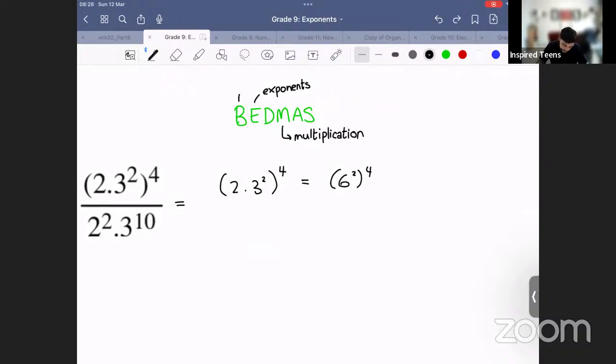So we cannot say 2 times 3. This multiplication will take place after this takes place. If you want to simplify this, it will become 2 times 9 to the 4, which is 18 to the 4, which is completely different to 6 squared to the 4. I just wanted to clarify that. But we're not going to do that, because we're going to distribute the 4 to practice our exponent rules.